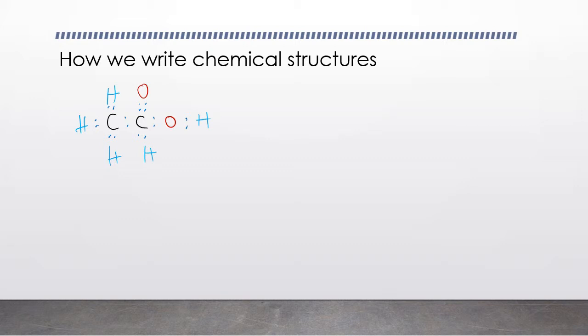That still gets kind of messy to look at. So another way to write this is to draw a single line wherever there's a single pair of bonded electrons, and a double line wherever there's a double pair of bonded electrons. We call that a double bond. You can even have triple bonds between 2 neighboring atoms, but that's pretty rare. It mostly happens with nitrogen.